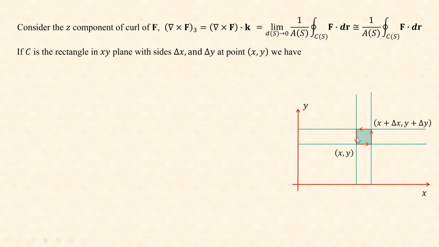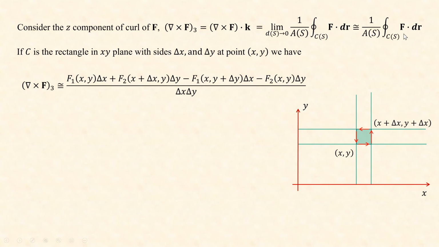So here is the situation. Now we are in the XY plane, which is perpendicular to the Z direction or K direction. And we take a small loop. We want to find the Z component of curl at a point here. That could be this point, could be any point, but this shrinks to 0 anyway. So if C is the rectangle in the XY plane with size delta X, delta Y at point X, Y, we have this. You see, the third component, according to that, is the line integral over this path, which is C, divided by the area, which is delta x, delta y.